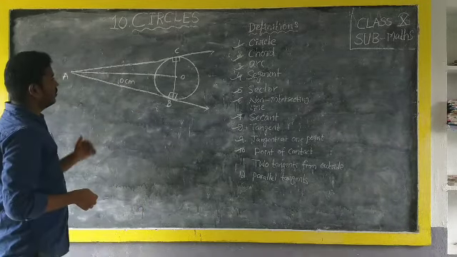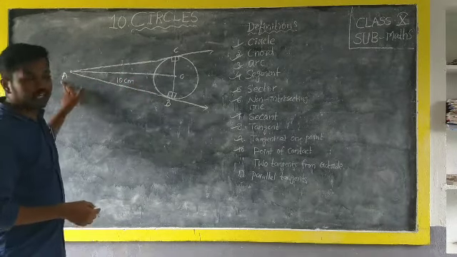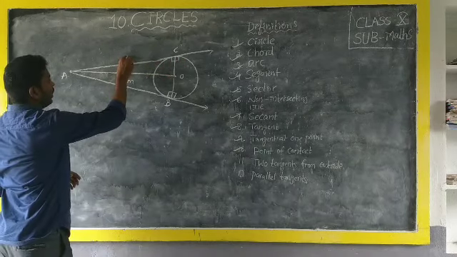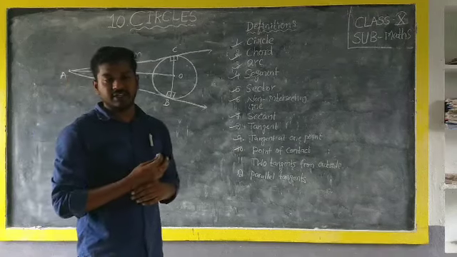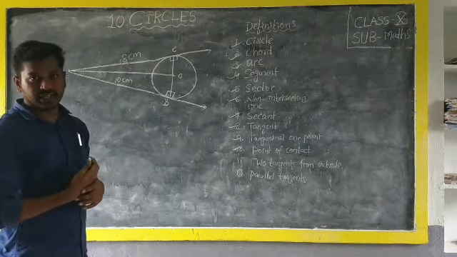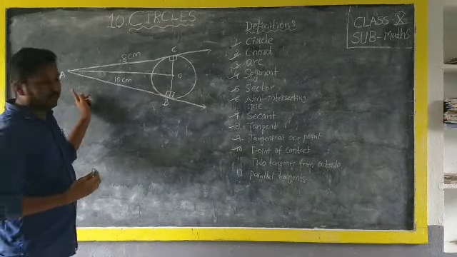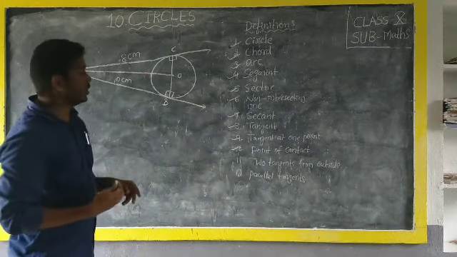Now we have to find the radius. For example, the distance is 10 centimeters and the tangent length is 8 cm. So what is the radius length? If you observe here, OAC is a right angle triangle. So here OA is the hypotenuse, AC is the base, and OC is the perpendicular.